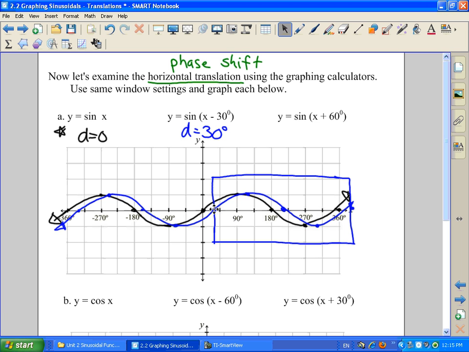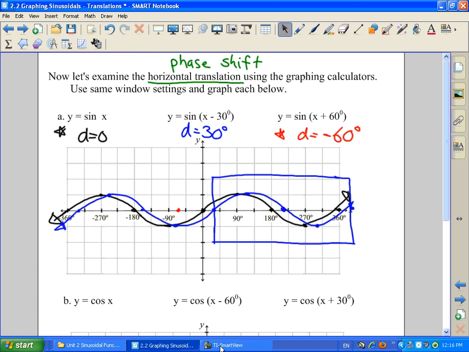All right, let's try this next one here. Sine x plus 60. So again, the formula is regularly negative. So what does this tell us? D is negative 60 degrees. So what does that mean? Instead of starting at my origin, I'm going to go back 60 degrees. Okay, let's just be so you can grasp the concept, folks.